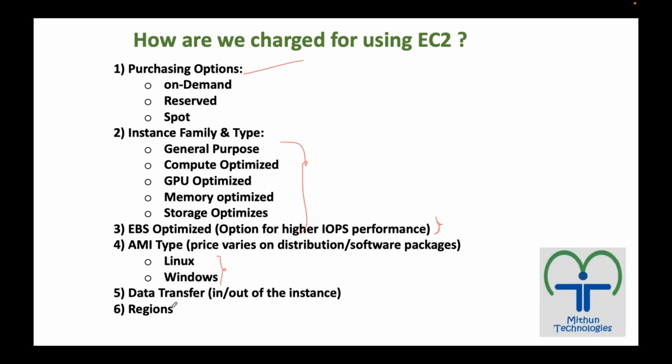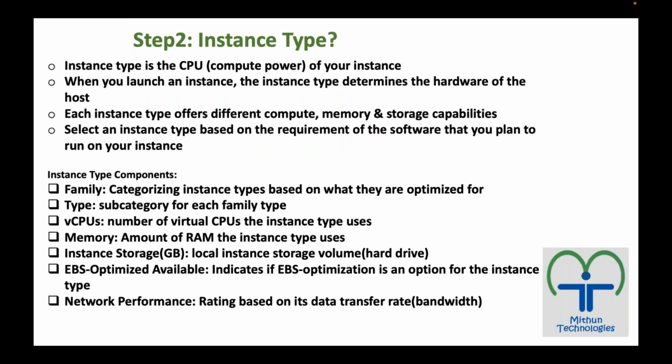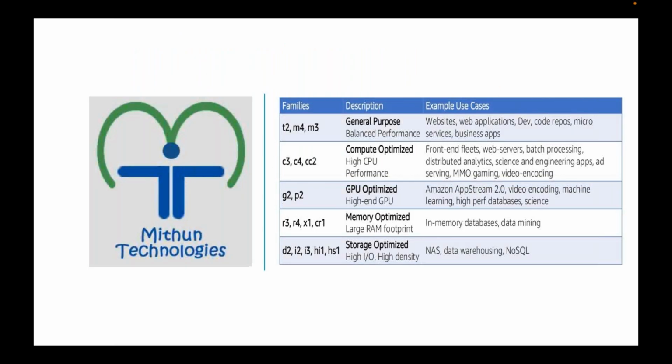Based on the region also, not every region will have the same charges for your services. The price of the service will vary based on the region, the AMI, the EBS storage you are using, the purchasing option, and the instance type and family. I already explained what is AMI. Instance type also I have explained.